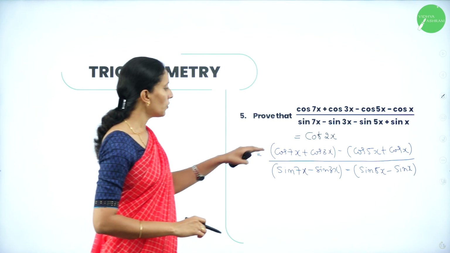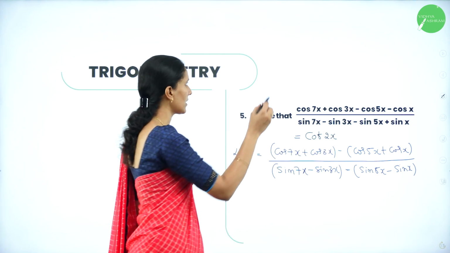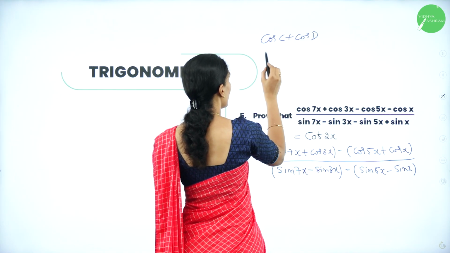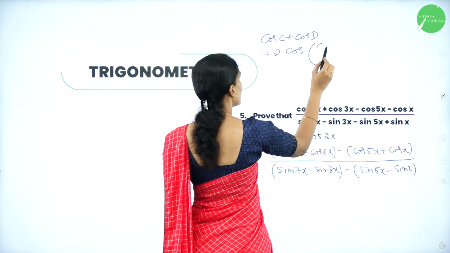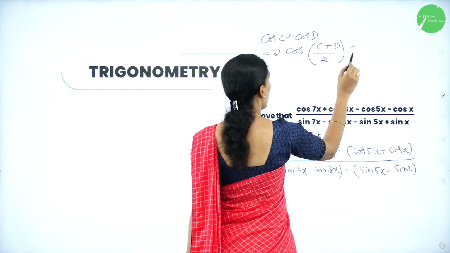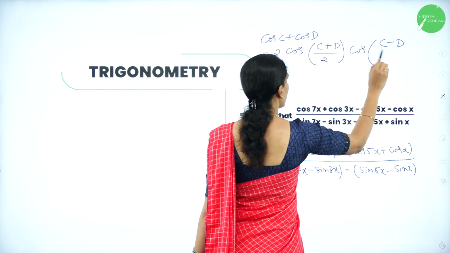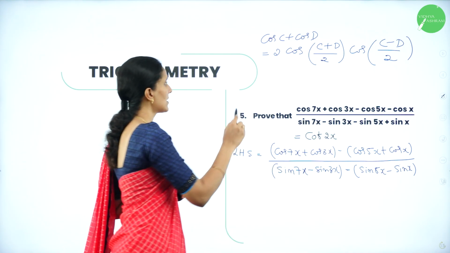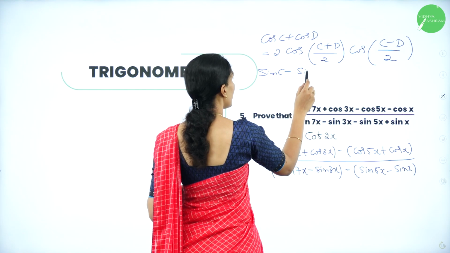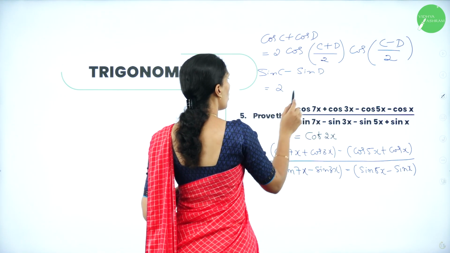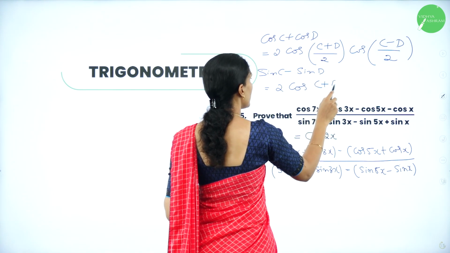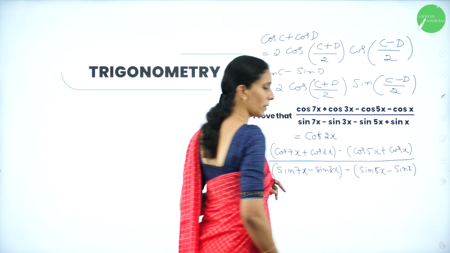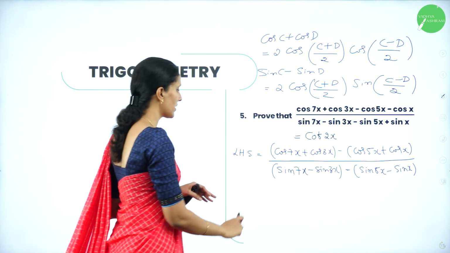So here use the formula of cos c plus cos d. What is cos c plus cos d? Cos c plus cos d is 2 cos c plus d by 2 cos c minus d by 2. Similarly, what is sin c minus sin d? So sin c minus sin d is equal to 2 cos c plus d by 2 sin c minus d by 2. That is the transformation formula. Use the same result here.